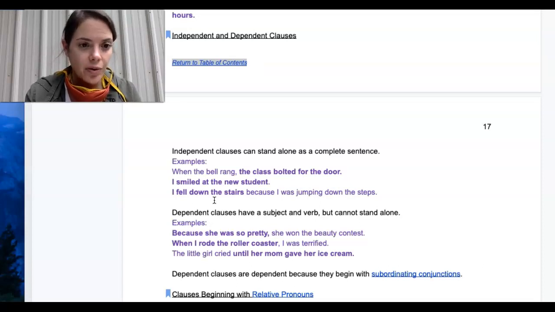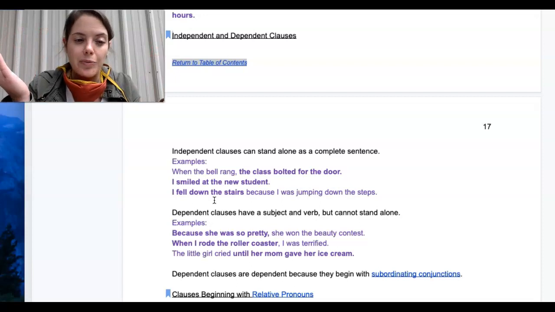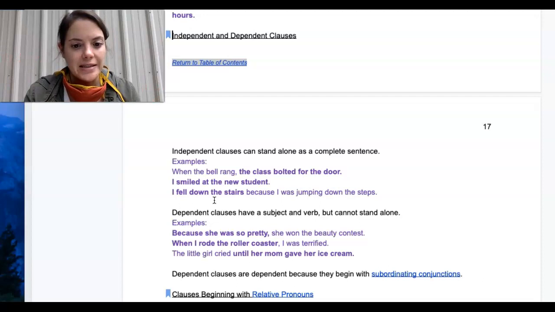Same thing, when I rode the roller coaster. I don't know what happened when you rode the roller coaster. Okay, so that can't stand alone as a sentence. All right, and then until her mom gave her ice cream, same thing. I don't know what happened until her mom gave her ice cream if that's by itself. Okay, so it's not a complete thought. It's a cliffhanger. Now, dependent clauses are dependent because they begin with subordinating conjunctions.